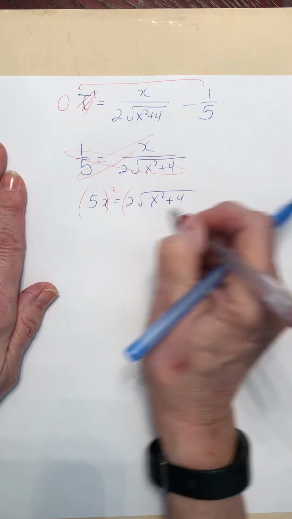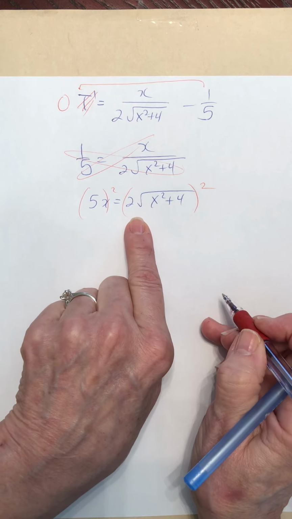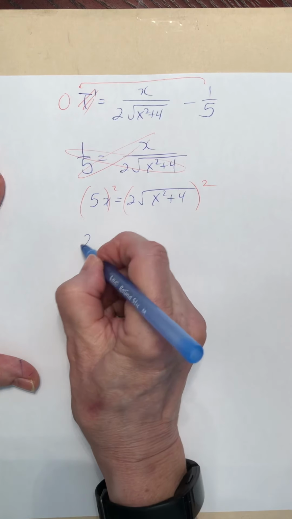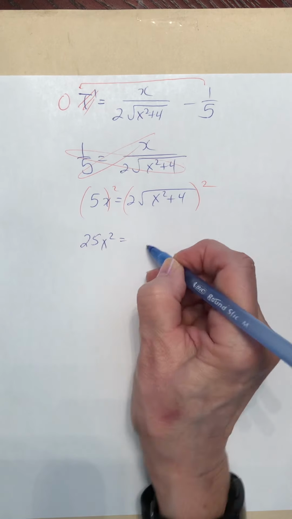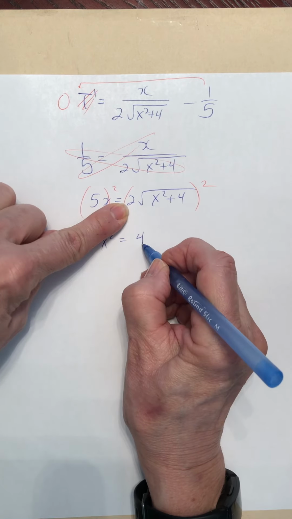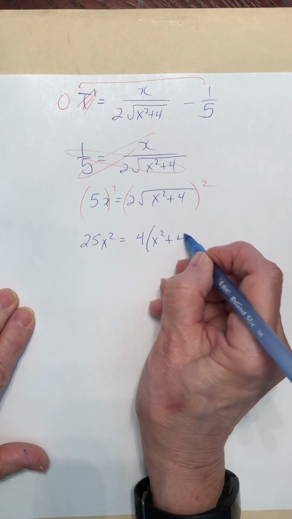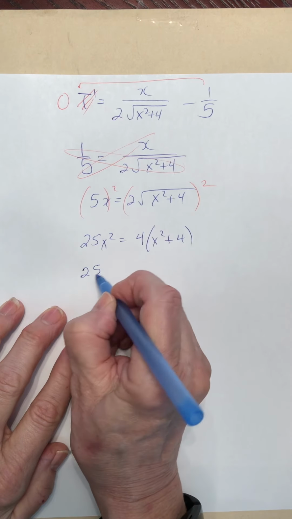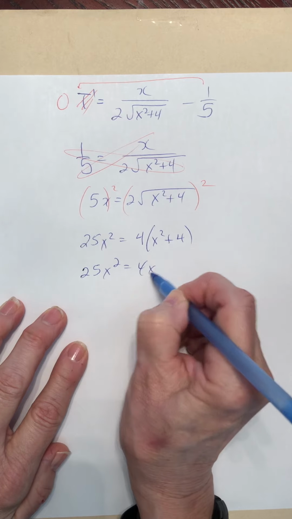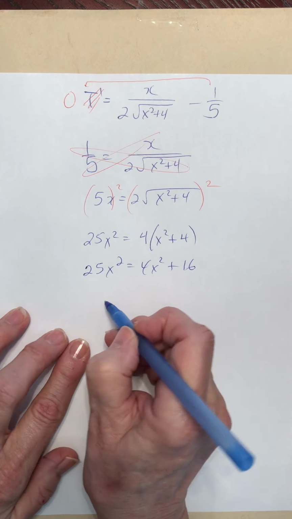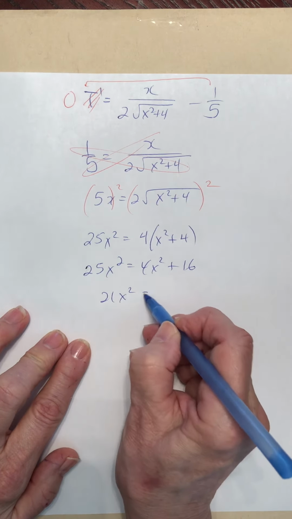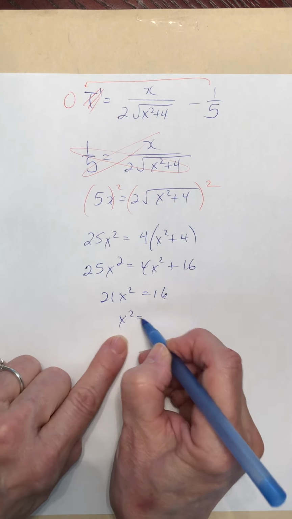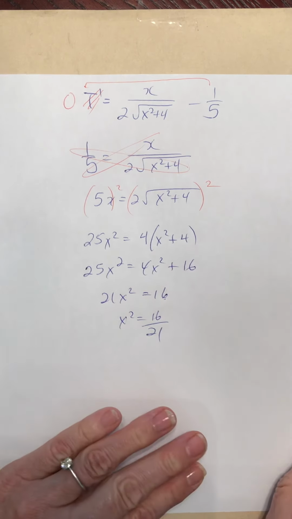You're going to square each side. So be careful on this side, right? You're squaring each of those values there. So here you'll have 25x squared. Over here, squaring the 2 gives you a 4. Squaring this gives you just back your radicand, what you had there. And multiplying everything out, 25x squared, 4x squared plus 16, 21x squared equals 16. So we're going to have x squared is 16 over 21.